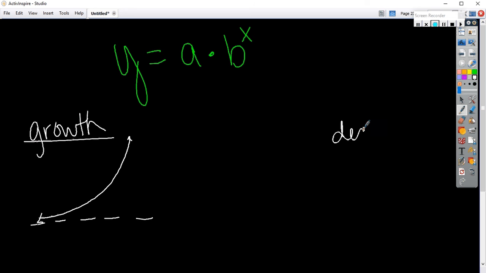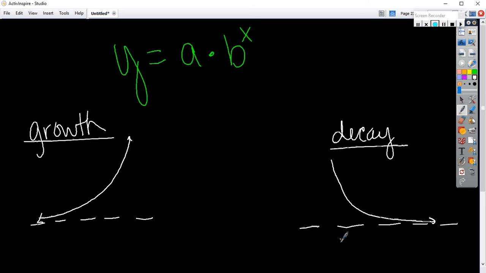And decay looks like this. Y'all remember it? Yes, thank you. Yes, some of us do. All right, so looking at the equation that we're given, there's a way that we can tell if it's growth or decay. You remember what that is?